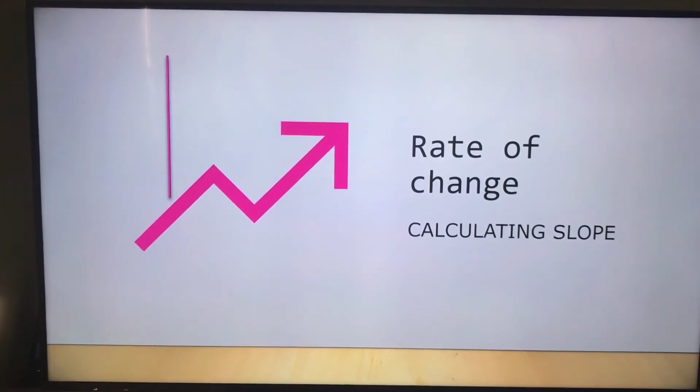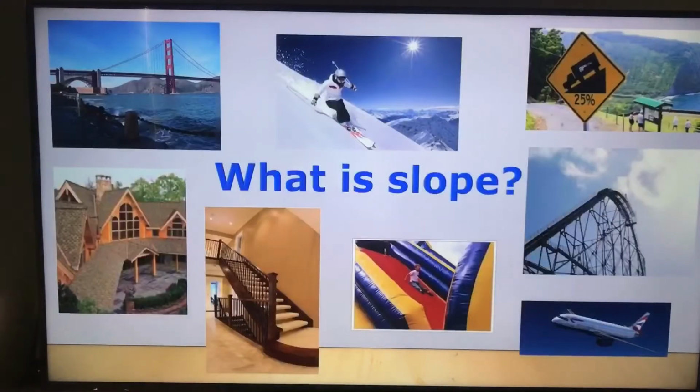The rate of change, how fast something's going, your miles per hour, your money per gallon. Okay, that's slope, and that's why we represent it a lot on a graph that's a straight line. So when we think of slope, slope is everywhere around us. Okay, slope is in our daily lives. What is slope?